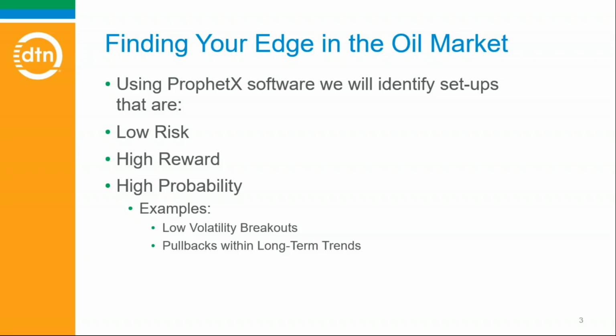Okay, so let's talk about finding your edge, finding a positive expectancy model in today's oil markets. We're going to be using ProfitX software in order to identify setups that are what I like to call, for lack of a better term, the golden ticket. What is the golden ticket? It's low risk setups that offer high reward and have high probability of success. Okay, so I'm going to give you two different examples. Those examples are low volatility breakouts and pullbacks within long-term trends.